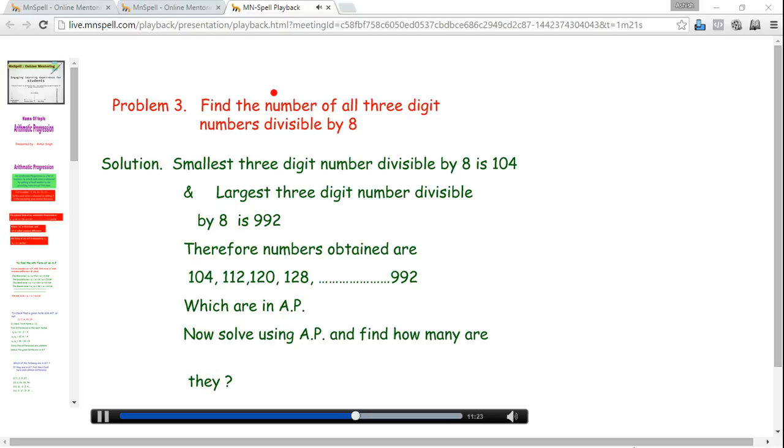Move to the next one: find all the 3-digit numbers divisible by 8. Our first 3-digit number which is divisible by 8 is 104. So we have the first number as 104, the next number will be 112, 120 and so on. Now check the last number. The last 3-digit number which is divisible by 8 is 992. Now we have to find the number of terms.